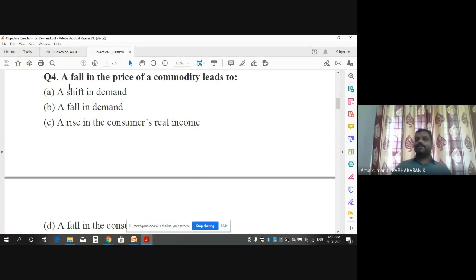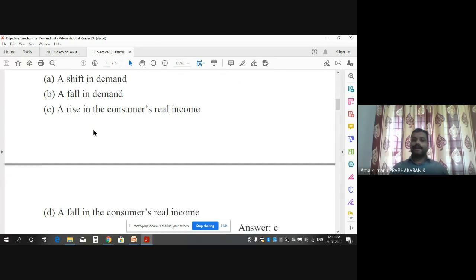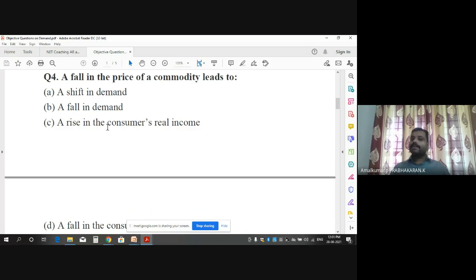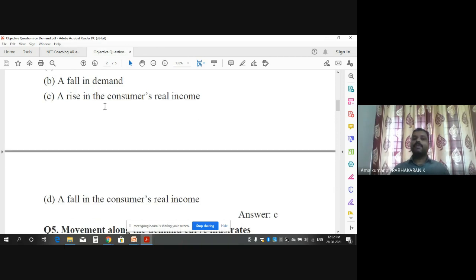Once again, a fall in the price of a commodity. Here, a rise in the consumer's real income is happening. A fall in the price of a commodity, straight away, will help the consumer's real income. Real income is improving. That is the right answer.